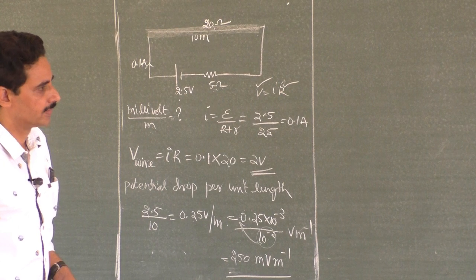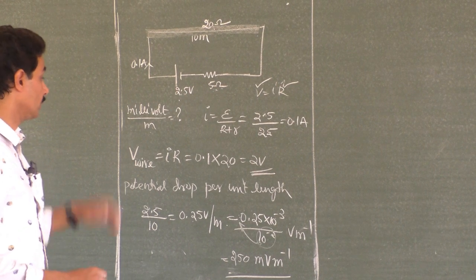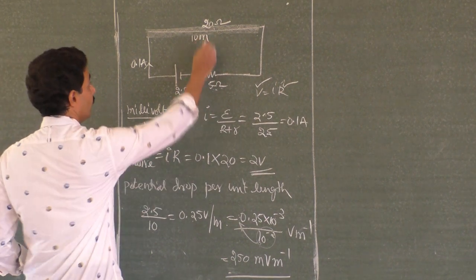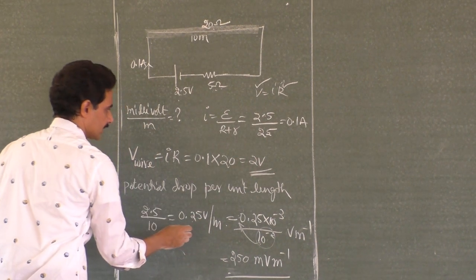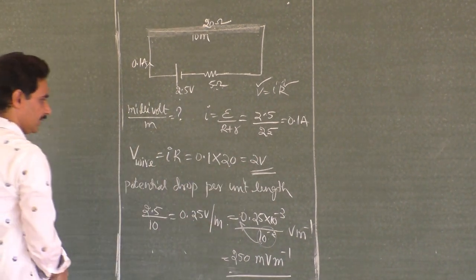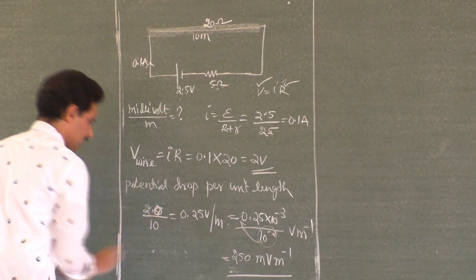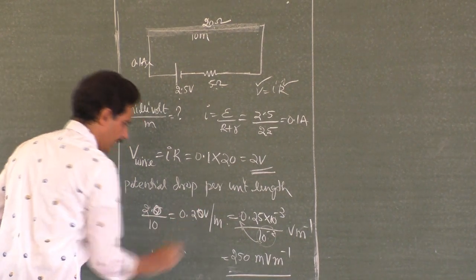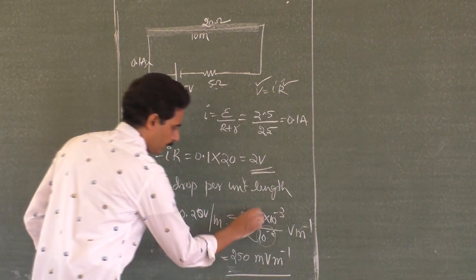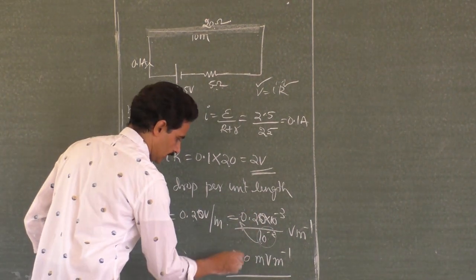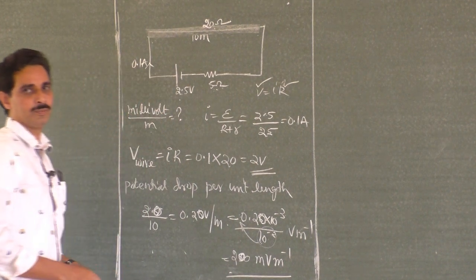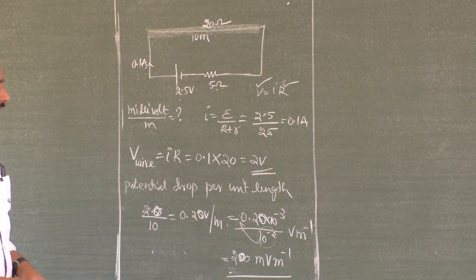We don't have the answer. 5 ohm, 2.5. Oh, no. Here we have gone wrong. It is only this voltage you have to take. It is 2 volt. Okay. It is 2 volt across the wire. Potential drop per unit length is 2 volt across the wire, 0.2 volt per meter, 0.2 volt milli, right? And this is 200 millivolt per meter. Option is 3, third option.